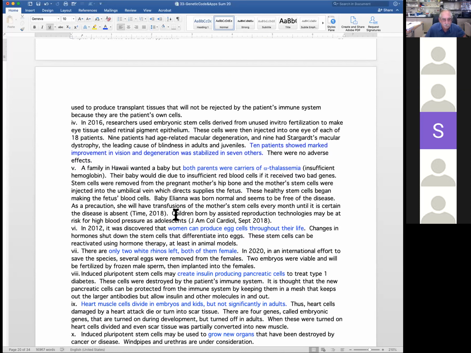So there have been scattered medical successes using stem cell therapies. Here's one. In 2016, they took embryonic stem cells and put them into patients with Stargardt's macular dystrophy, and they showed marked improvement. The degeneration of the macula was stabilized in several others. There seemed to be no adverse effect.